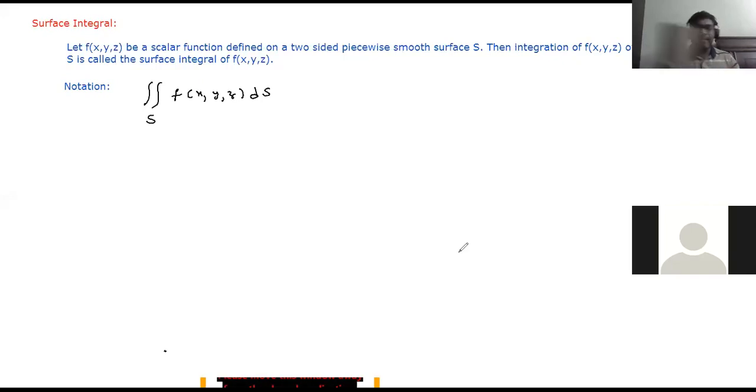Any plane figure is an example of an open surface. This is an open surface, it is not closed, right? It is a two-sided, smooth plane surface. It is also a two-sided, piecewise smooth closed surface. And it is a two-sided smooth surface.